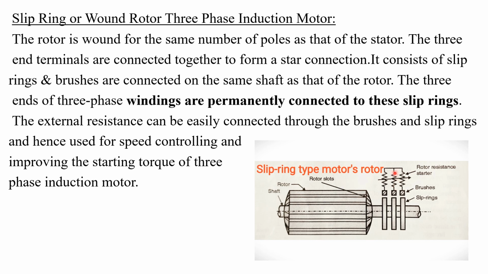So where we need to control the speed, there we can use slip ring induction motors. In addition to this, all other points are very similar to those of the squirrel cage induction motor. So slip ring induction motors consist of slip rings and brushes to connect external resistance to control the speed and to improve the starting torque. That is the important difference between these two induction motors.